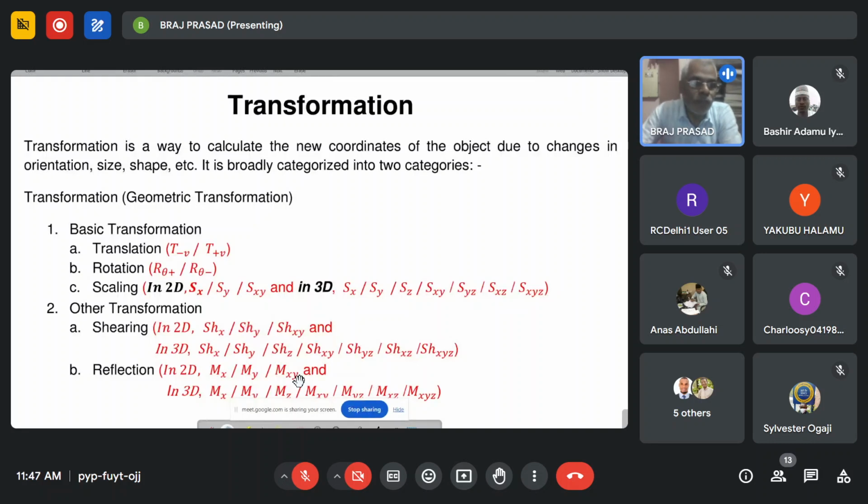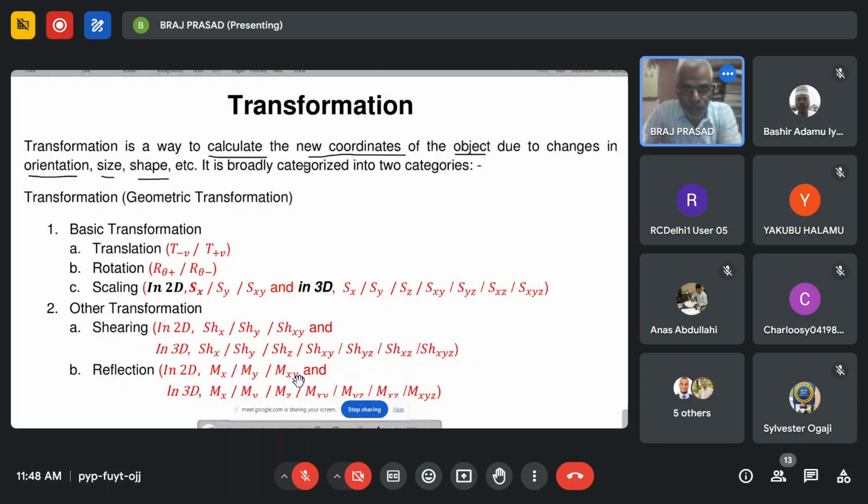Now we move to the main point, that is called transformation. In image processing, we need some image or some object, and we need to draw that object on our screen. For that, we need different types of transformation. So the definition of transformation is a way to calculate the new coordinates of the object due to changes in orientation, size, shape, etc.